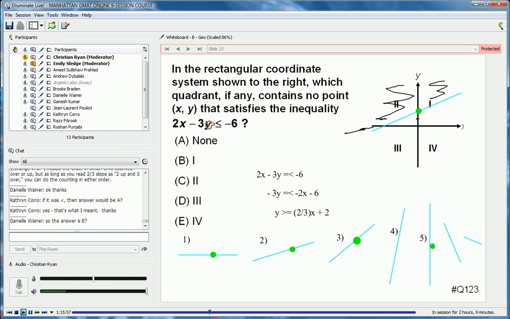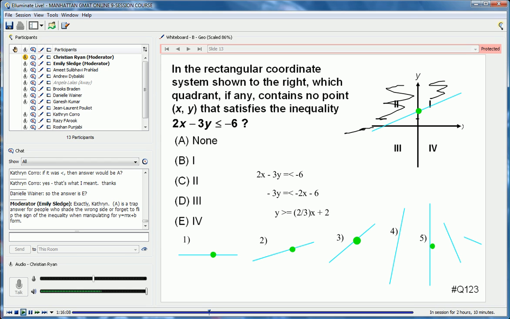So what's the story here? Yes, the answer is E, because there is no point in this quadrant that is shaded in, and I'll change the colors up here to kind of this light blue. There are points in quadrants 1, 2, and 3 which satisfy the inequality, but the answer is E, because there's no point in quadrant 4.